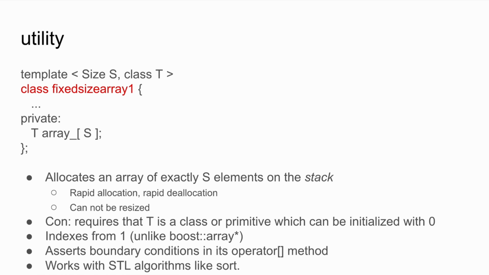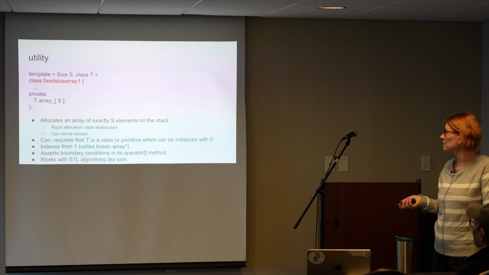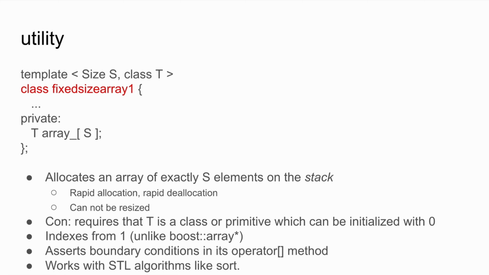Then you have a fixed size array. That's basically an array of exactly S elements on the stack. Again, on the stack, rapid allocation, rapid deallocation, but you cannot resize it. Whereas with utility vector1 you can push back another element, you can't do this with a fixed size array because obviously it's fixed. It indexes from 1, unlike boost arrays, and it also asserts the boundary conditions in its operator square bracket methods. It also works with standard library algorithms like sort.